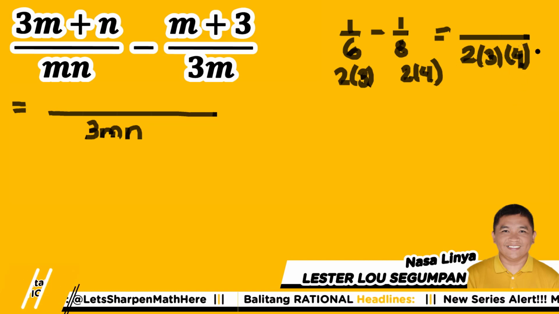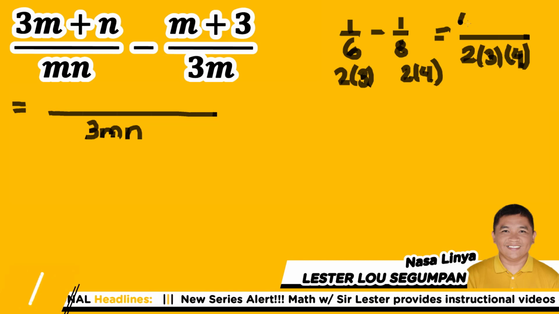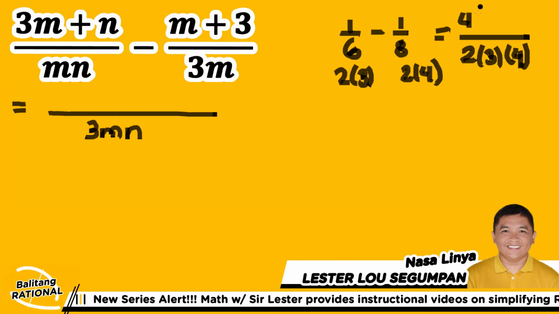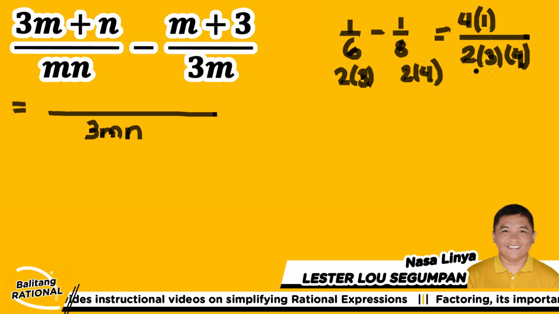We divide the entire LCD by 6. So again, this is 24. Divide by 6. We have the multiplier of 4. And that is the multiplier of the original numerator 1. If we're going to multiply 4 and 1, that's 4 over 24.